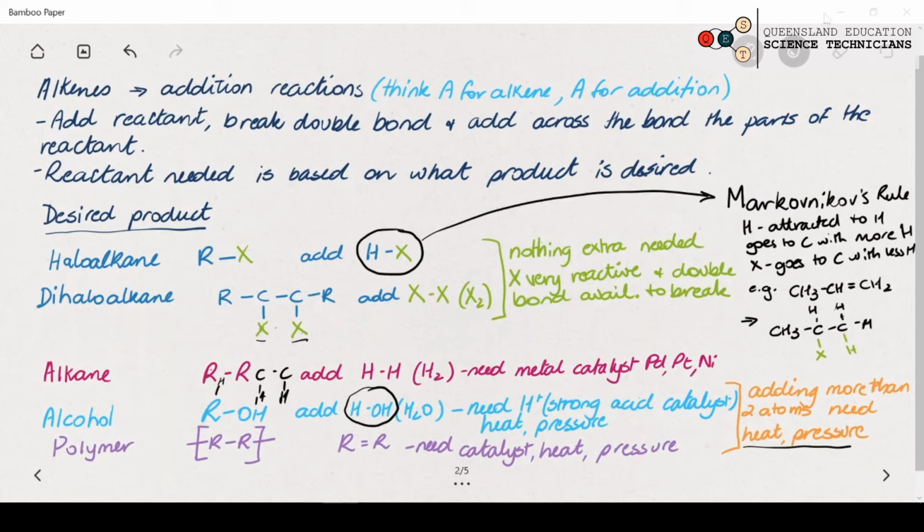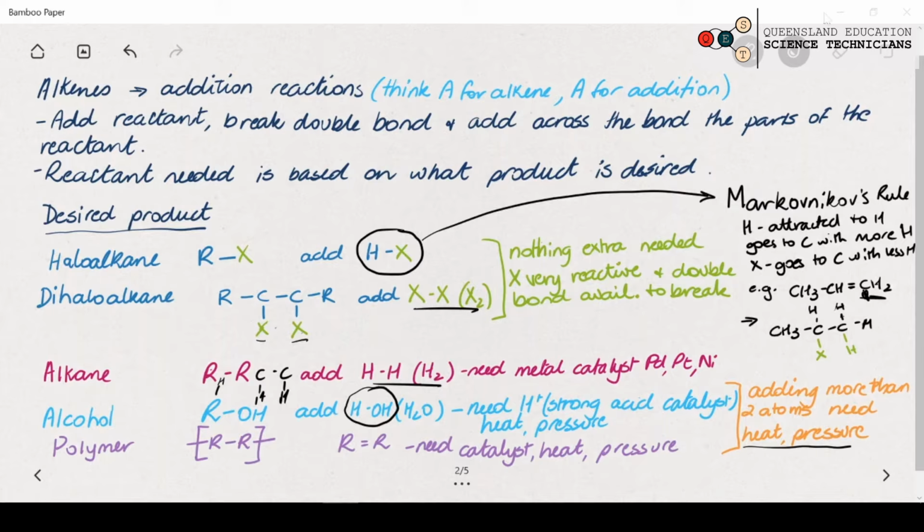So our Markovnikov's rule, notice here for our halides and our hydrogen, they're the same. So it doesn't really matter, there's no difference. It's going to be X and X, or it's going to be H and H. But in terms of where I've got two different things that I'm adding across the carbons, hydrogen is really attracted to other hydrogens. So the hydrogen of what we're adding is going to go to the carbon that had the most hydrogen initially. So the hydrogen is going to bond to this carbon.